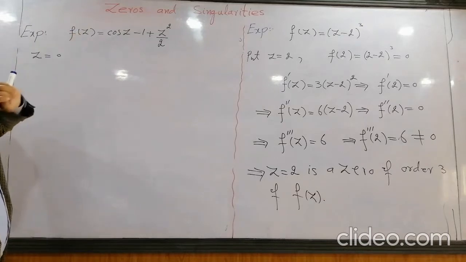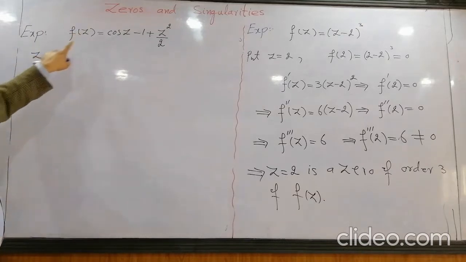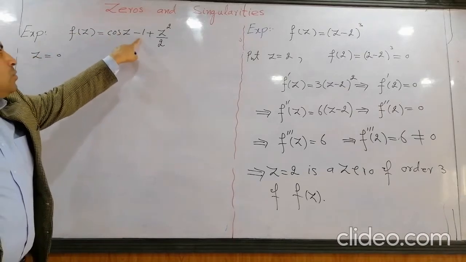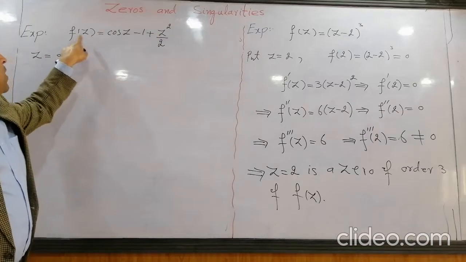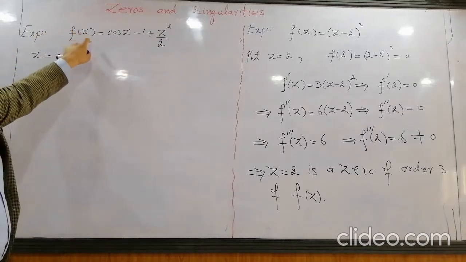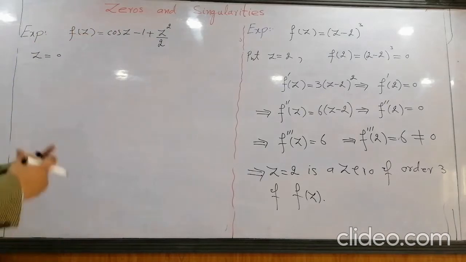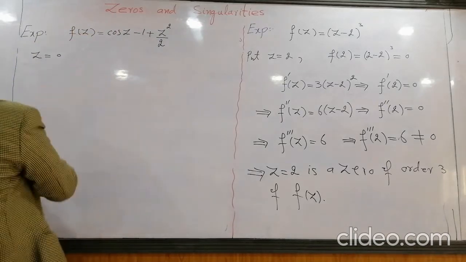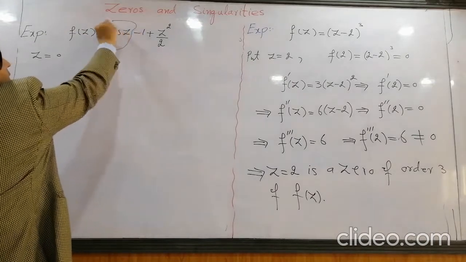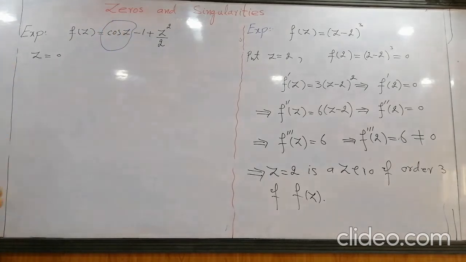So what we have to do? You can see that if I put z is equal to 0 here, cos 0 is 1, 1 minus 1 is 0 and this is 0. So f of 0 is equal to 0. So it is clear that z is equal to 0 is a 0 of this function. But I have to find something more. I have to write the series expression of this function, which we know from the Taylor series. So I can expand this function like this one.